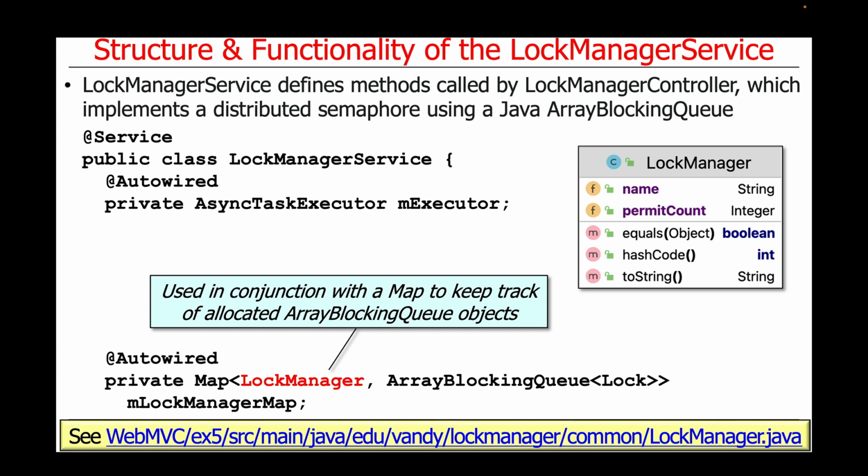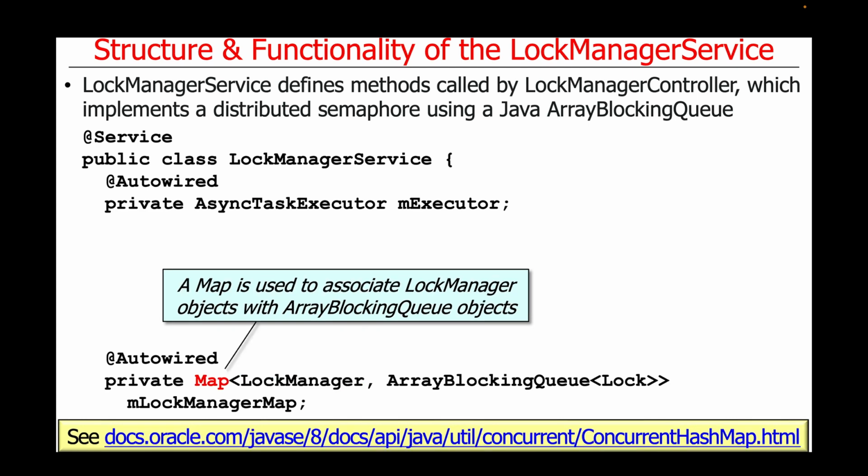And as you can see here, a LockManager has a name and a count of the number of permits or locks that it manages. And then we use a Map type here to associate the LockManager with the given ArrayBlockingQueue that it's controlling or managing.